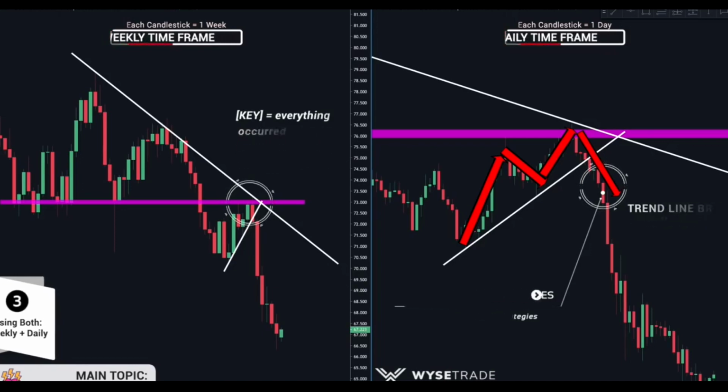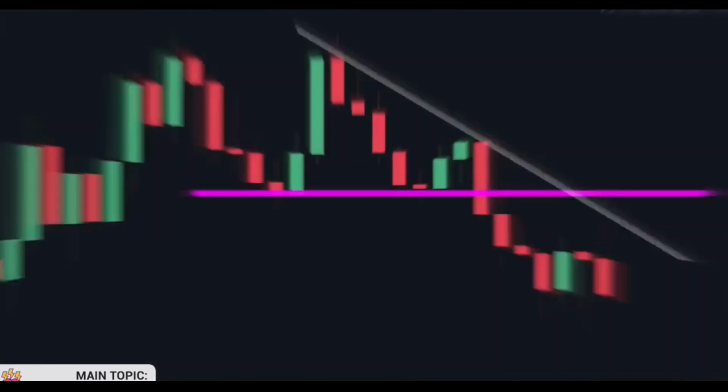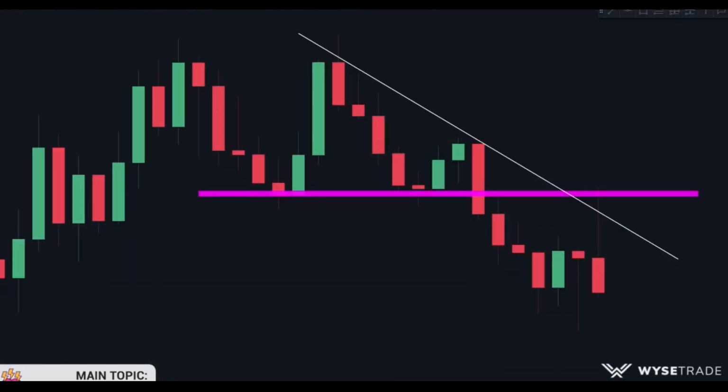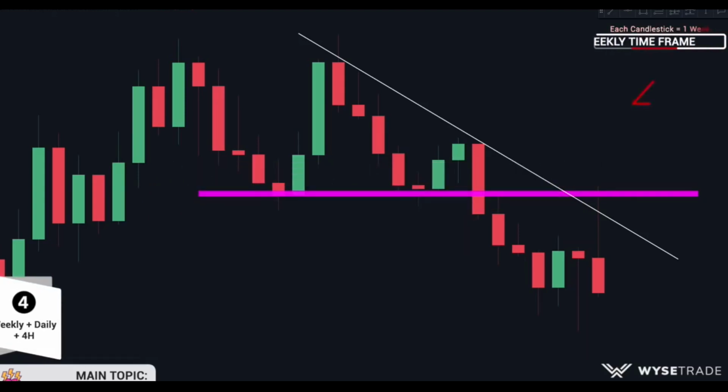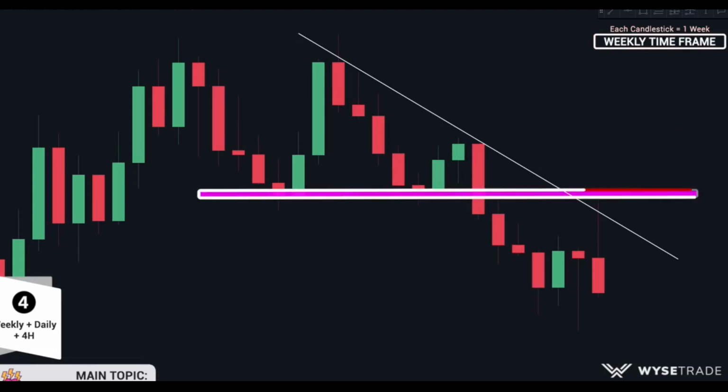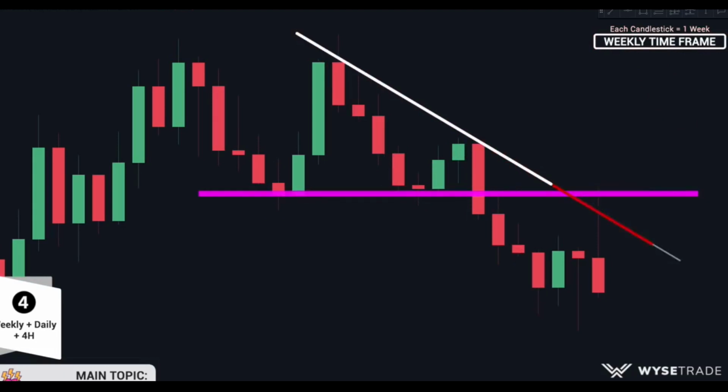Now, we're going to take it even one step further. This is where we introduce true top-down analysis. We will be using 3 timeframes, starting from the weekly to the daily, then to the 4-hour time frame. So starting with the weekly, we were in a clear moving downtrend. Here was the weekly support turned resistance. Here was your trend line. Here was your access point.